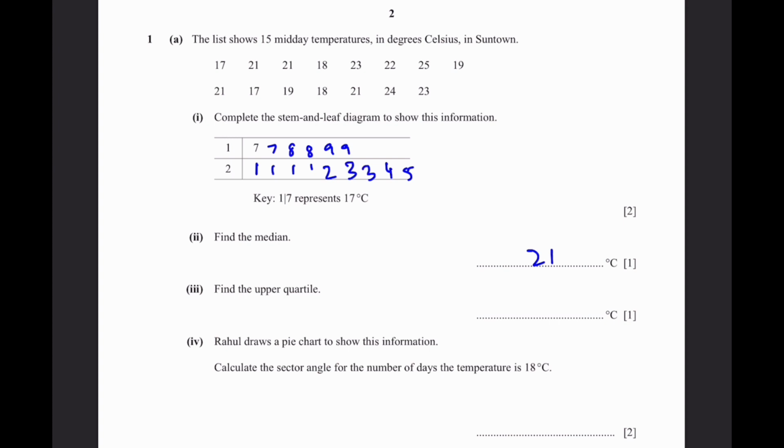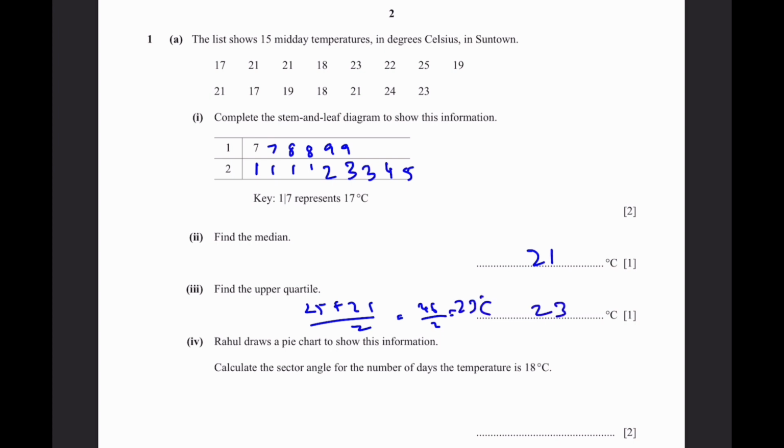3. Find the upper quartile. So that's actually the mean between the median and the highest number. So the median is 21, highest is 25. So 25 plus 21 by 2, which is equal to 46 by 2, which is 23 degrees Celsius.